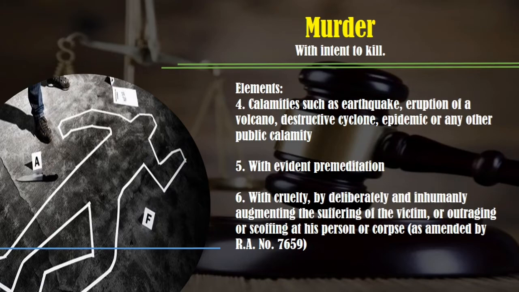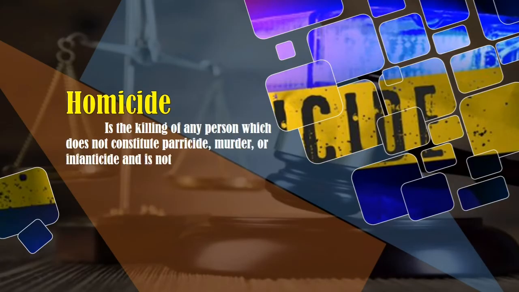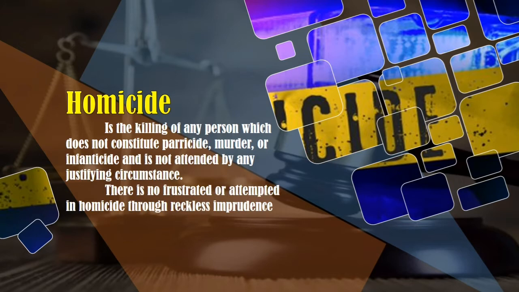The next is homicide. This is the killing of any person which does not constitute parricide, murder, or infanticide and is not attended by any justifying circumstance. So remember, class, that there is no frustrated or attempted homicide through reckless imprudence, because intent is inherent in frustrated or attempted felonies or crimes.